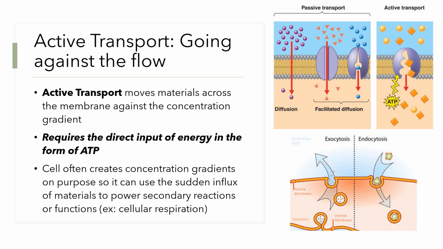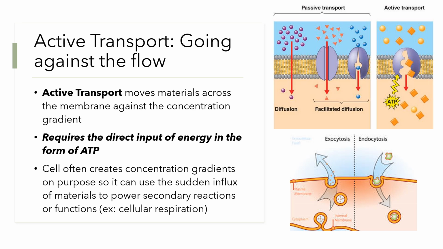Now, active transport is going against the flow. Rather than letting it go from a high amount to a low amount, we actually want to go from a low amount to a high amount. And so this is going to require the direct input of energy, often in the form of a molecule called ATP that's made by our mitochondria.